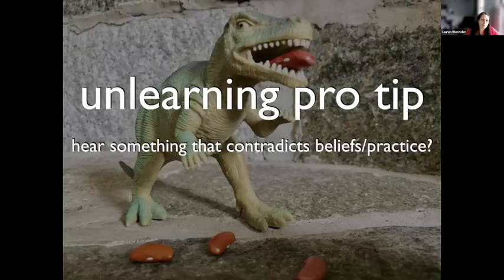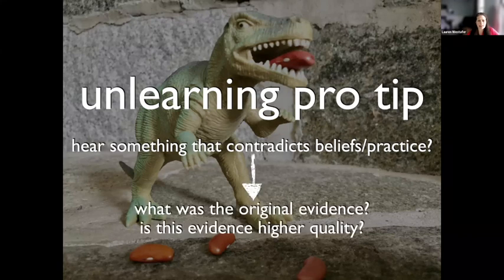So the unlearning pro tip here is when you hear something that contradicts your beliefs or practices, think about what your original evidence was based on. Why do you practice the way that you do? Why do you believe what you believe? Is the evidence that you see now higher quality? A lot of the things that we do come from things like this, a case report that ends up getting perpetuated and blown out of proportion by uncontrolled studies. So when you see something that contradicts what you do or what you think, think back to what underlies your practice in the first place.